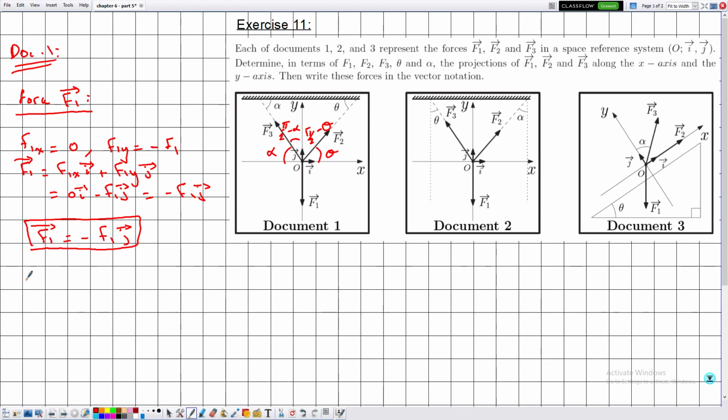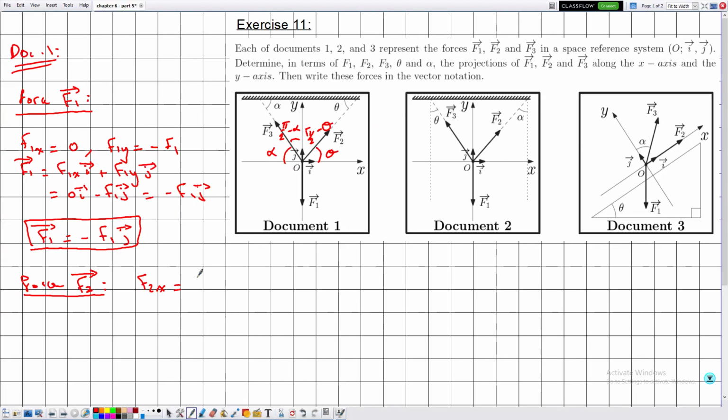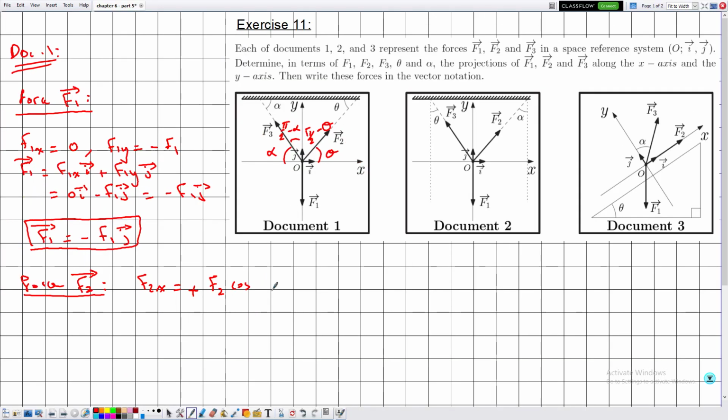Now as for the force F2, let's start with the x component of this force. Notice that this force is pointing in the same direction as the x-axis, so it's positive, multiplied by its magnitude, which is F2, times the cosine of the angle between F2 and the x-axis, which is the angle theta, so this is F2 cosine theta.